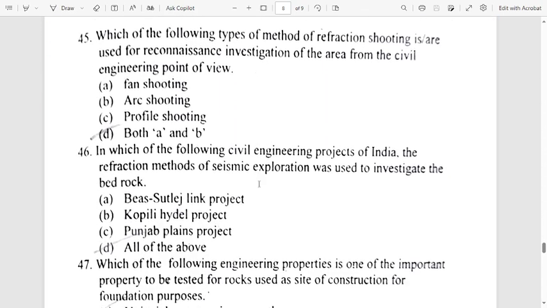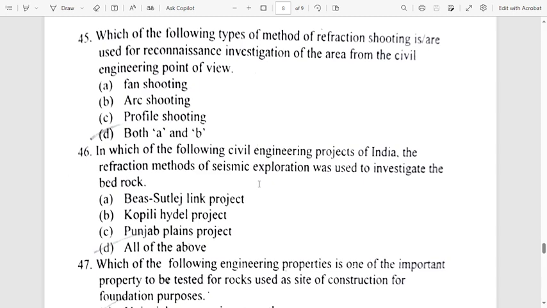Which of the following types of method of refraction shooting is or are used for reconnaissance investigation of the area from the civil engineering point of view: both A and B, that is span shooting and arc profiling? In which of the following civil engineering projects of India the refraction methods of seismic exploration was used to investigate the bedrock? BR Satellite Link Project, Kopili Hydel Project, Punjab Plains Project.